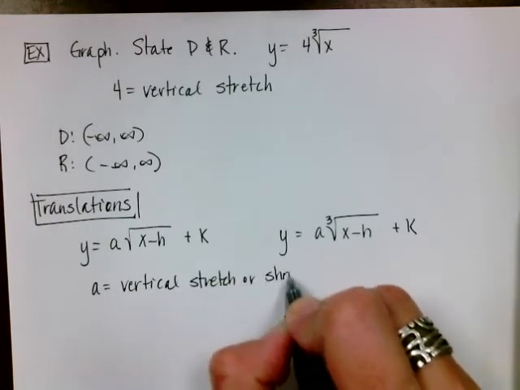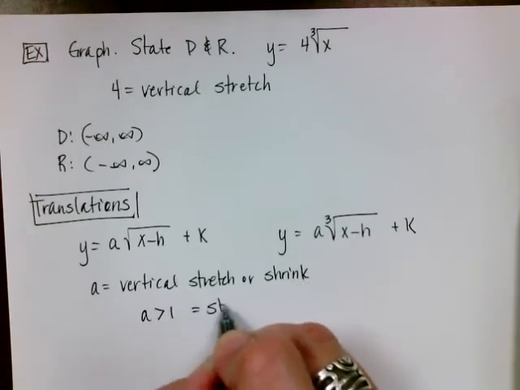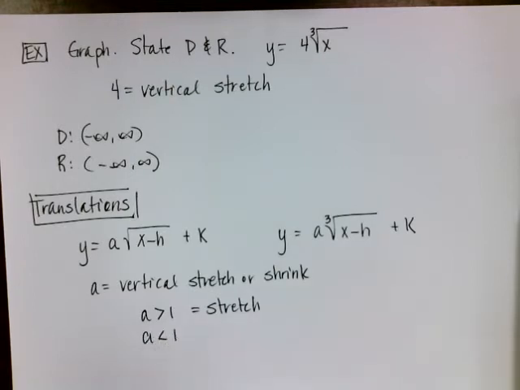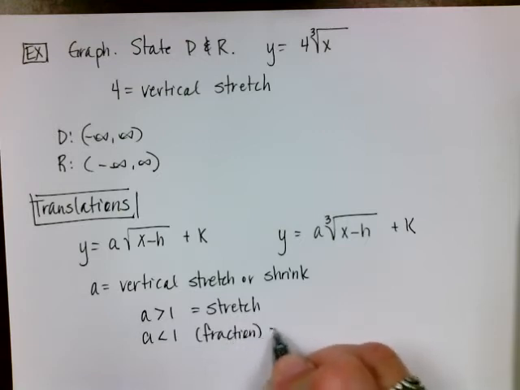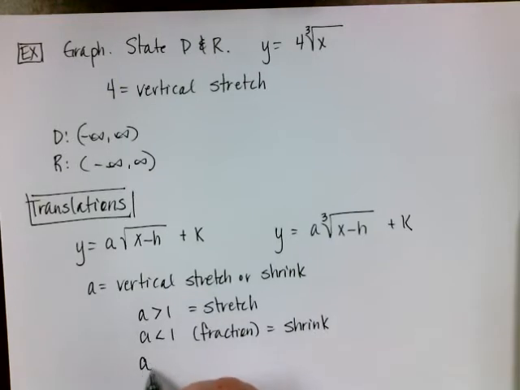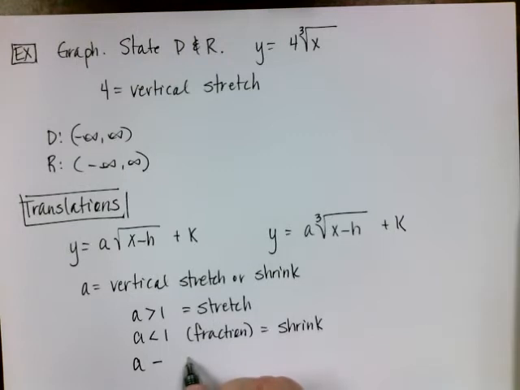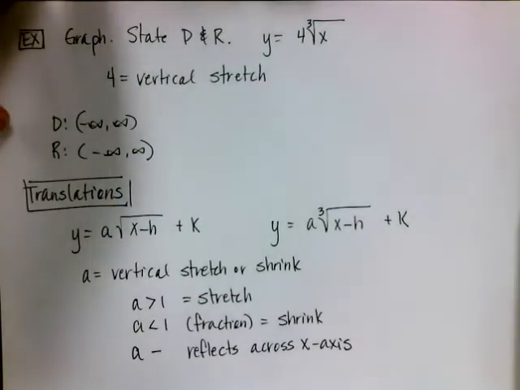So remember that the a is the vertical stretch or shrink for both equations. If a is greater than 1, then it is a stretch. And if a is less than 1, like a fraction, then that means that it is a shrink. If a is negative, then it reflects across the x-axis. Okay, and we've done all of this before.